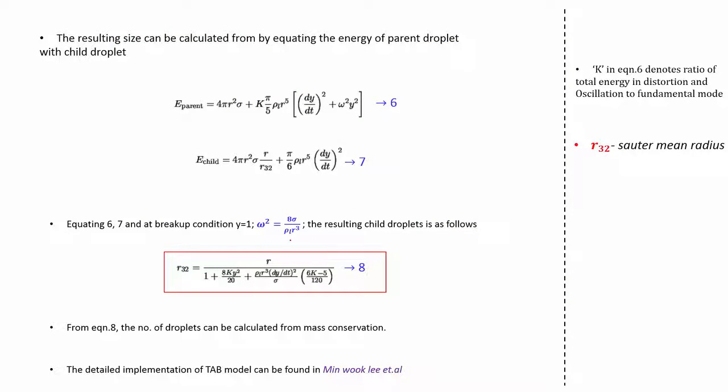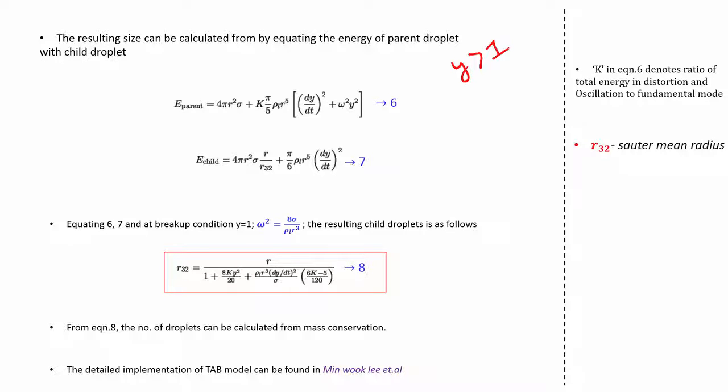Now, one other thing that still remains to be done is the size of the daughter droplets. We know that it breaks up at y greater than 1, but what will be the size of the daughter droplets? As an engineer, as an experimentalist, whatever you say, it is very important that you find out what those values are going to be. So, it is mandated. What do you do about that?